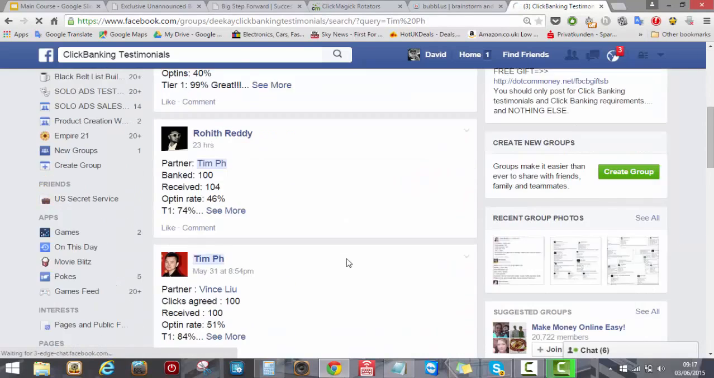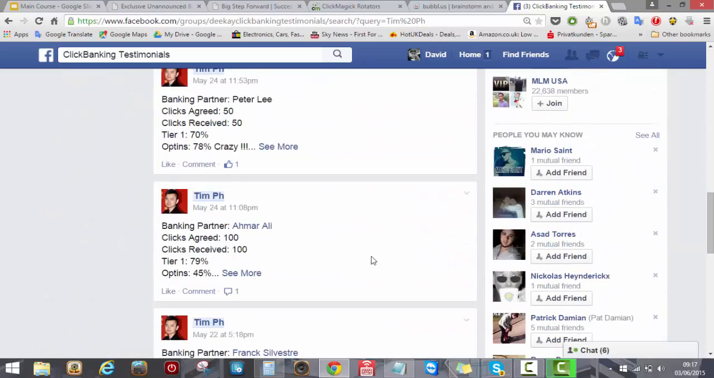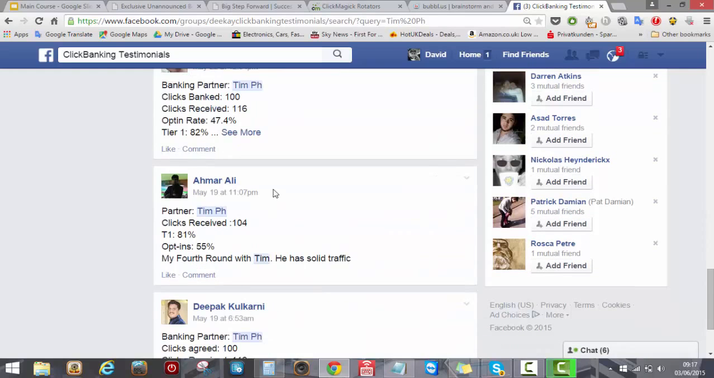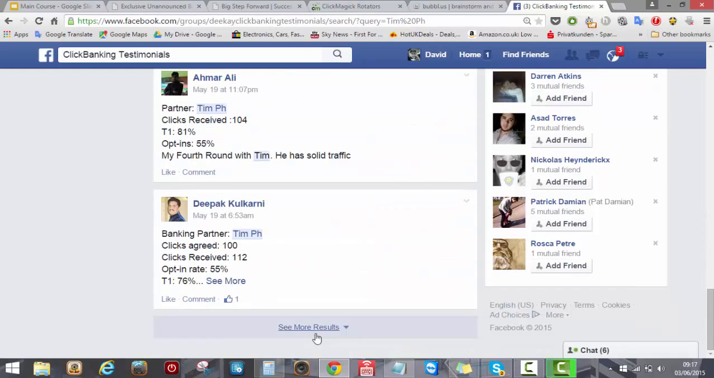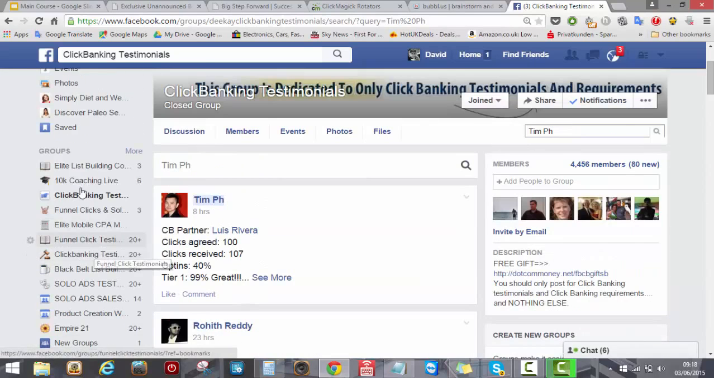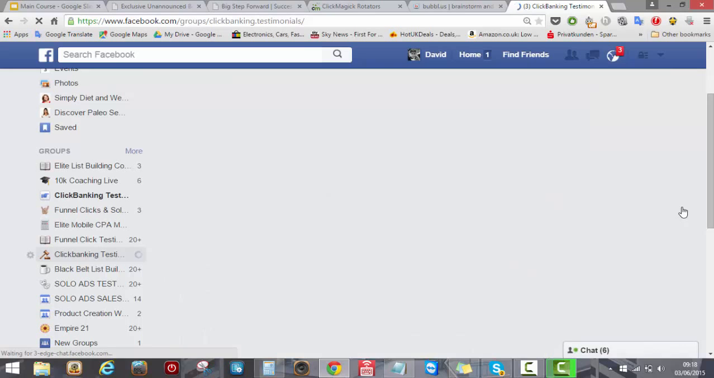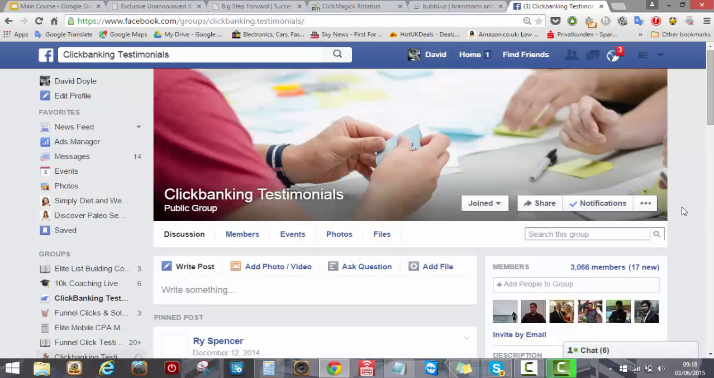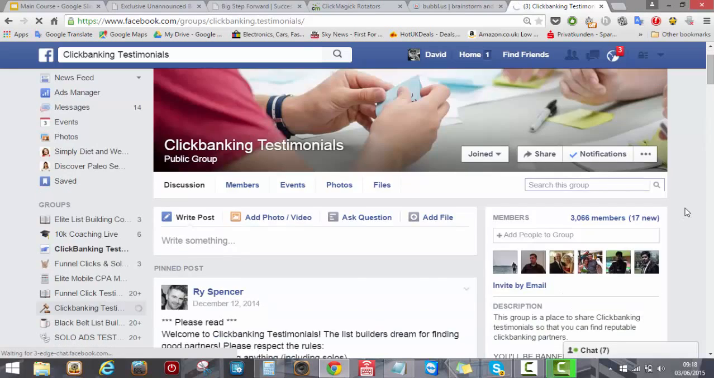He's a pretty good guy, yeah. Lots of activity there from Tim and Helly. Okay. There's another group as well, and then you might see some of the same names within the other group. Let's see Clickbanking testimonials here. Now, as I said before, people who are not genuine, they don't tend to stick around, so you won't see them a lot within the groups.